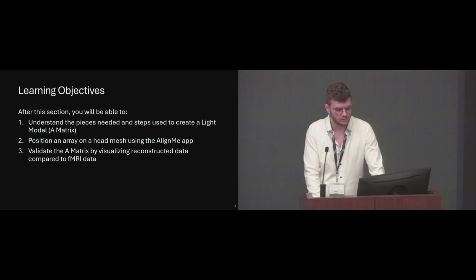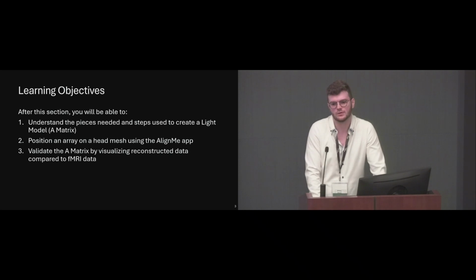So for our learning objectives, after this section, you are going to be able to understand the pieces needed and steps used to create a light model, aka the A matrix or Jacobian. You're going to be able to position an array on a head mesh using the AlignMe app, and then also validate the A matrix by visualizing reconstructed data compared to fMRI data.